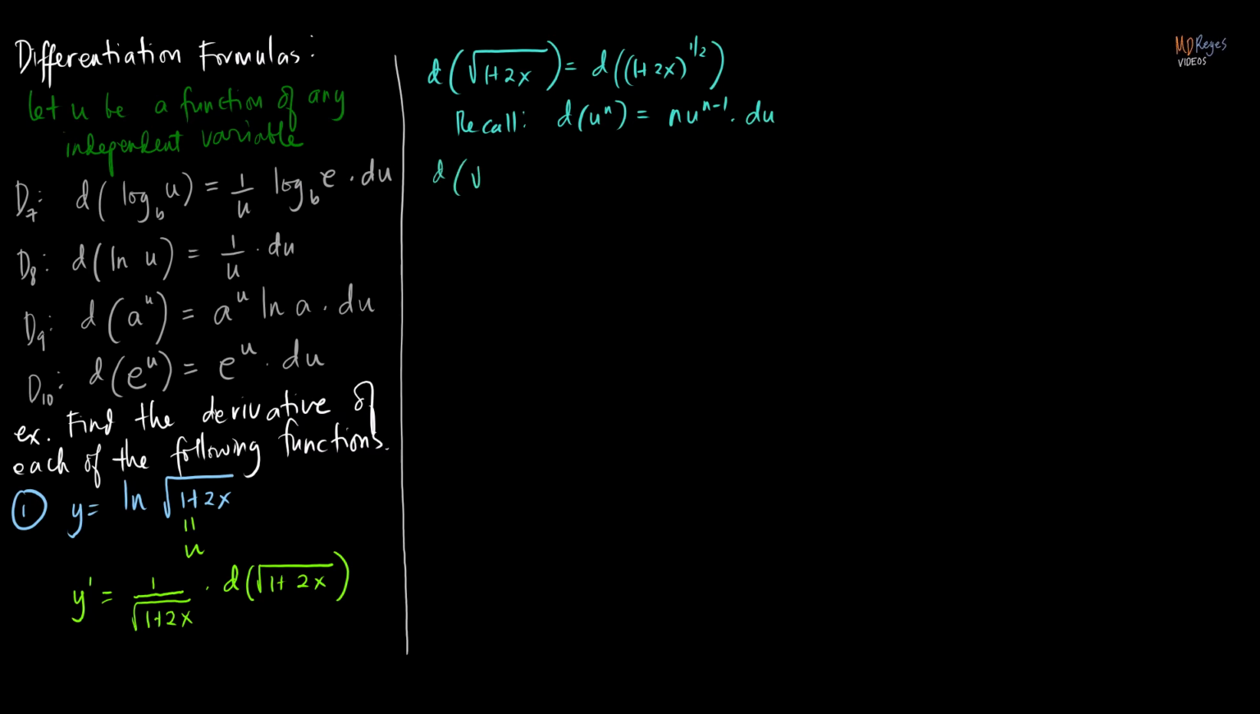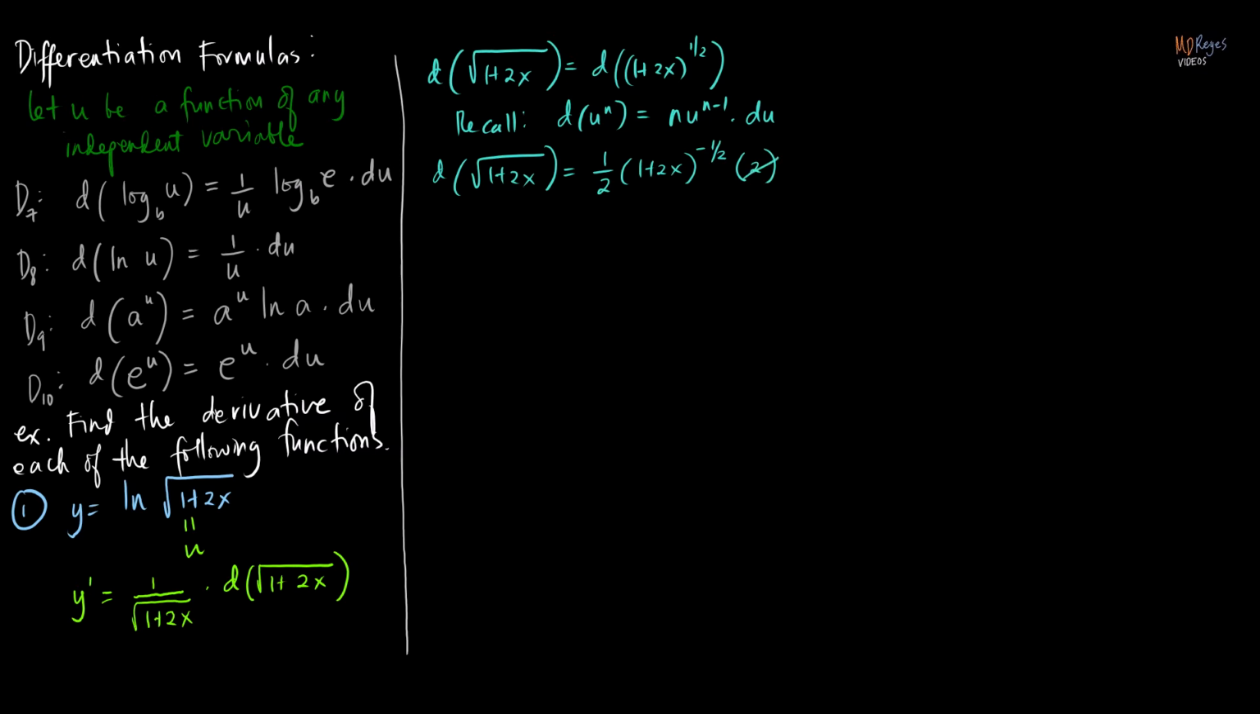So the derivative of square root of 1 plus 2x is the same as the derivative of 1 plus 2x raised to 1/2. Using the general power rule, the exponent is 1/2, so you bring down the exponent, copy the base 1 plus 2x. When we subtract 1 from the exponent, we get negative 1/2. And then du is the derivative of the base, where the base is 1 plus 2x.